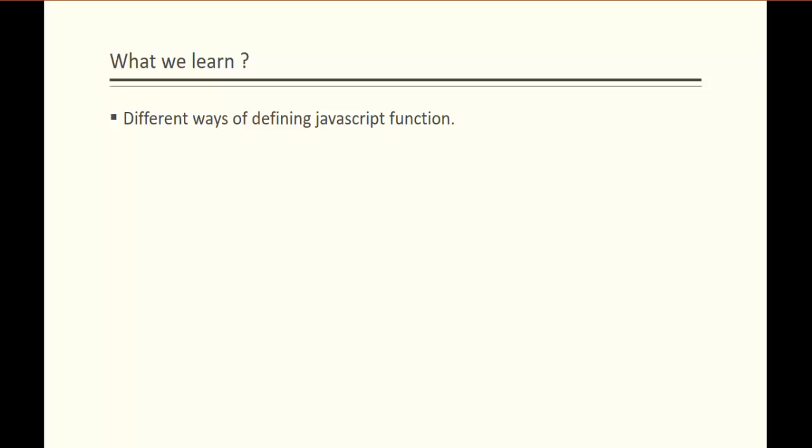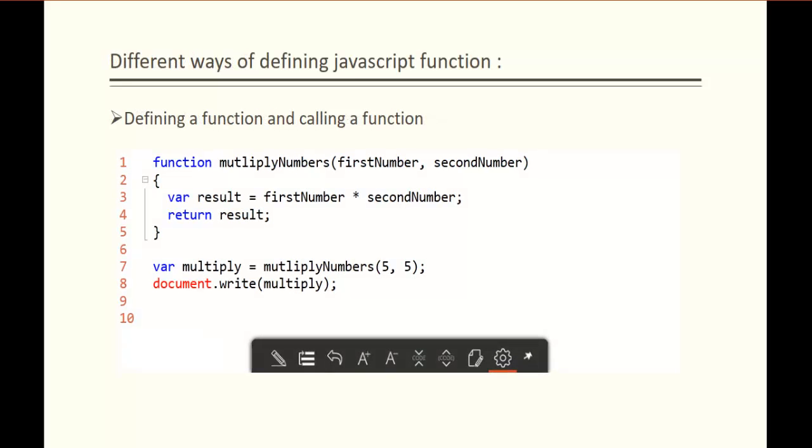In this session, we are going to learn how to define a function in different ways. This is what we learned in the last session. We defined a function called multiply numbers, and it takes two parameters. It multiplies the two parameter values and returns the result variable, which holds the value of the multiplied numbers.